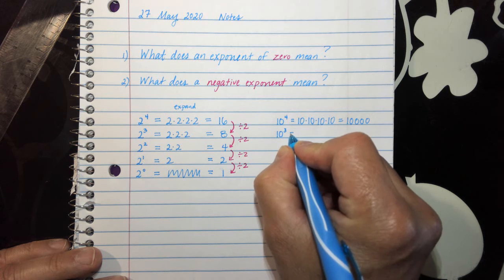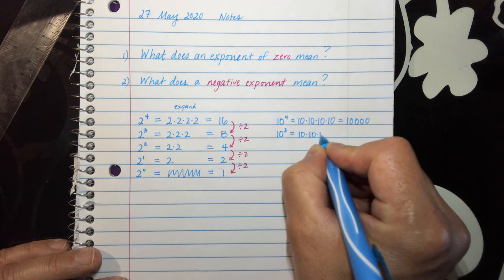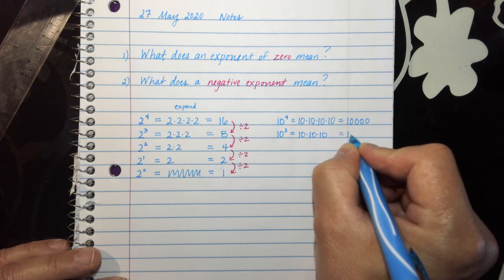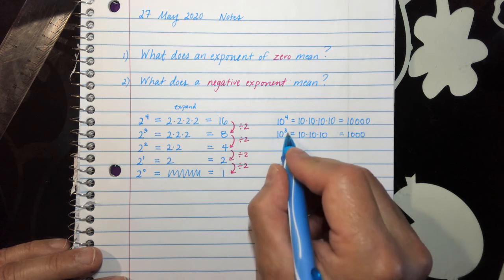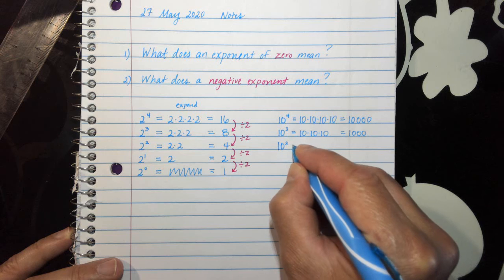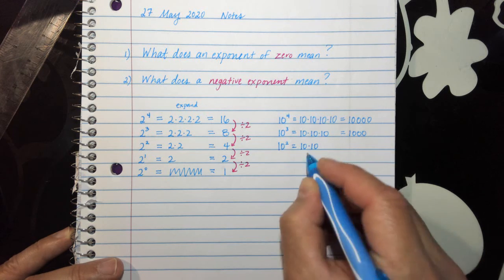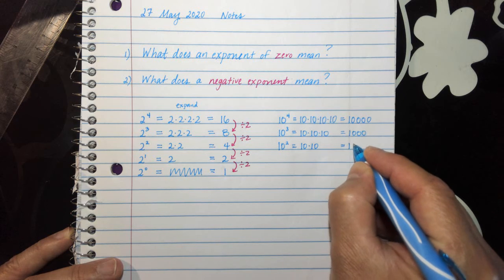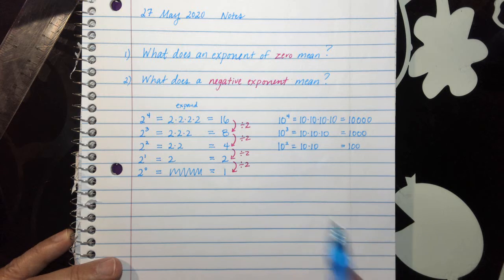Easy to work with tens, yeah. 10 cubed equals 10 times 10 times 10, which is 1,000. 3 zeros. 10 squared. You learned that in 3rd grade, yeah? 10 times 10 is 100. You learned that in 3rd grade. 2 zeros. Exponent is 2.